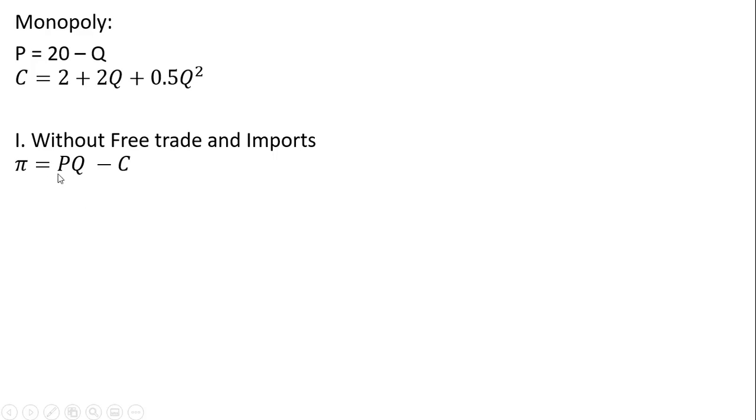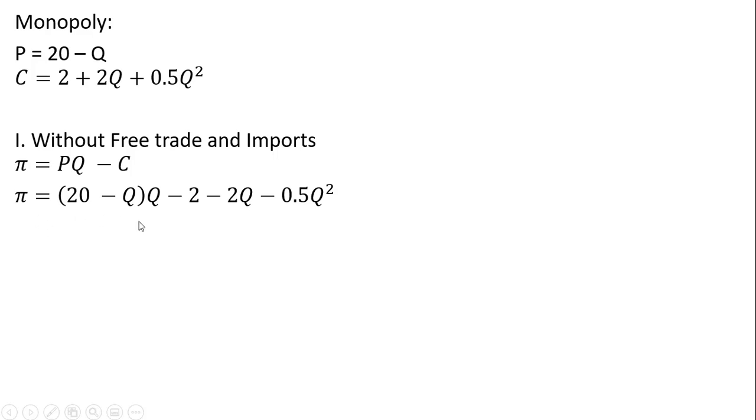The monopolist maximizes profit, which is the difference between total revenue and cost. Total revenue is price times quantity, price is 20 minus Q, and that's all multiplied through by Q. And then we're going to subtract out cost: subtracting out fixed costs, and then the last two components here comprise variable costs.